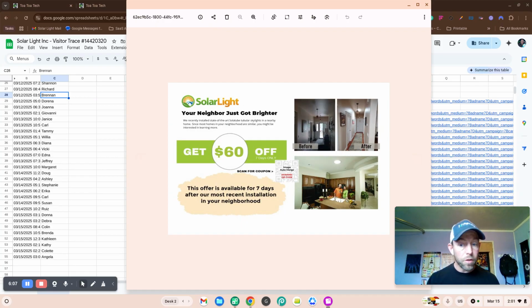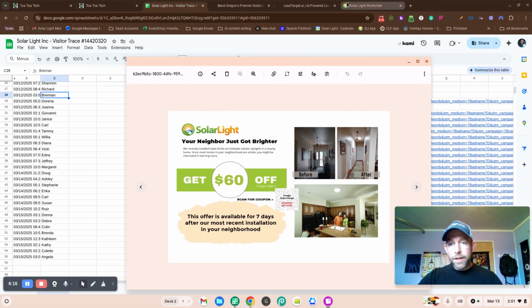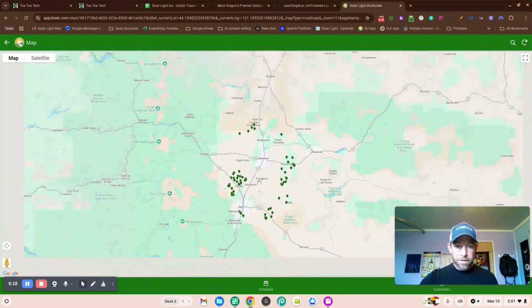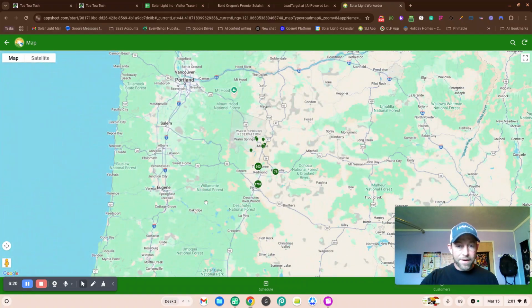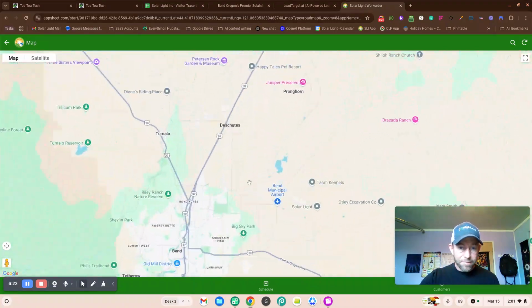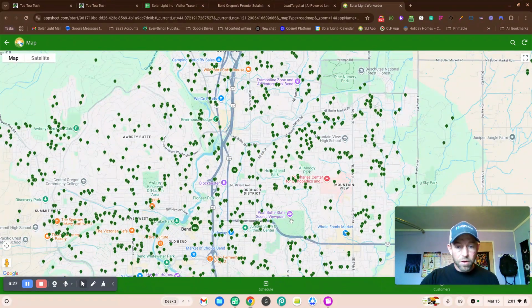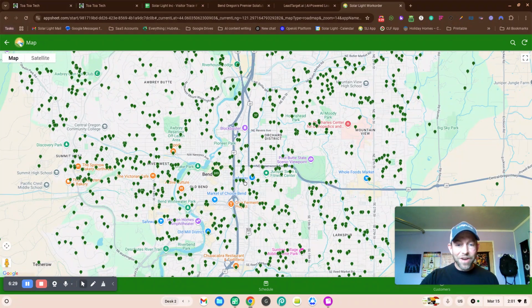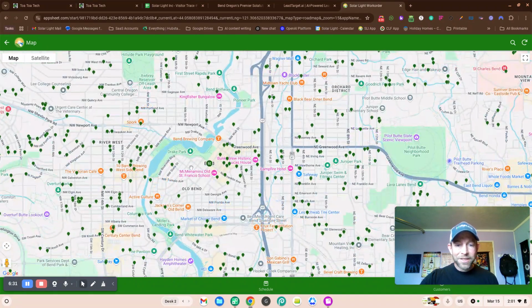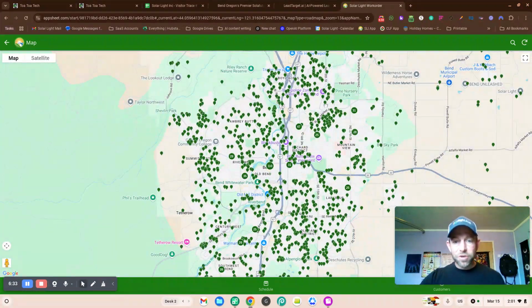Now, these are people that have gone to the website and all of a sudden we're mailing them a coupon in the mail that is associated with us doing a job in the neighborhood. And we're not really lying. So let's look. Here's their service area right around here. They're doing jobs everywhere. These are all jobs they've done. So obviously they've been in like every neighborhood. So definitely it's the truth there.